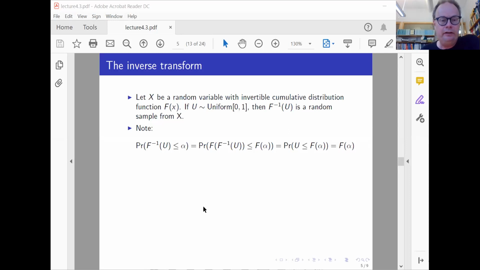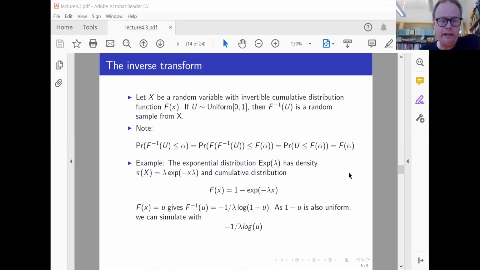You can then compute it if you like. You can say that the probability that this inverse transform of a uniform variable is less than alpha, just by applying F and then solving this, you see that this particular random variable has a cumulative distribution that is exactly the one that you want. So that's a proof that this method works.